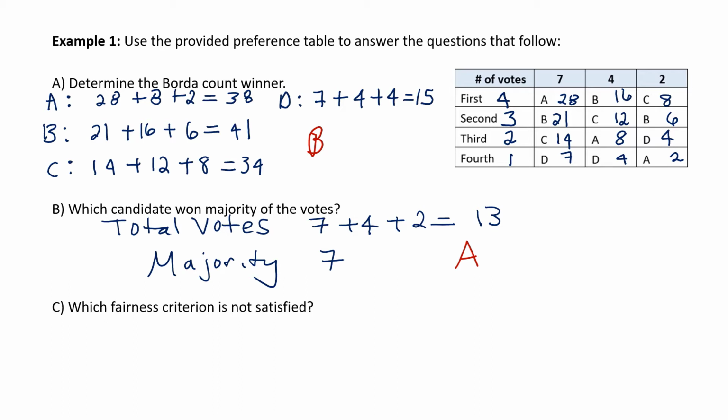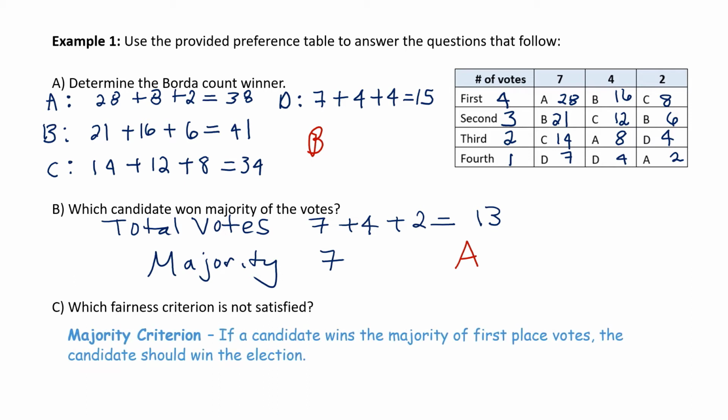So on to question C. Which fairness criteria is not satisfied? The majority criterion, which states if a candidate wins the majority of the first place votes, that candidate should win the election. A won the majority and still lost the election.